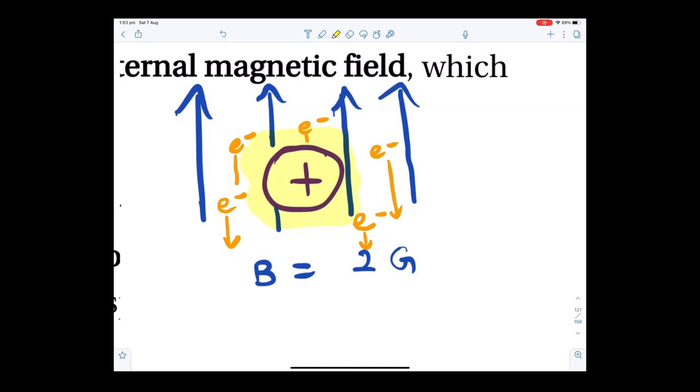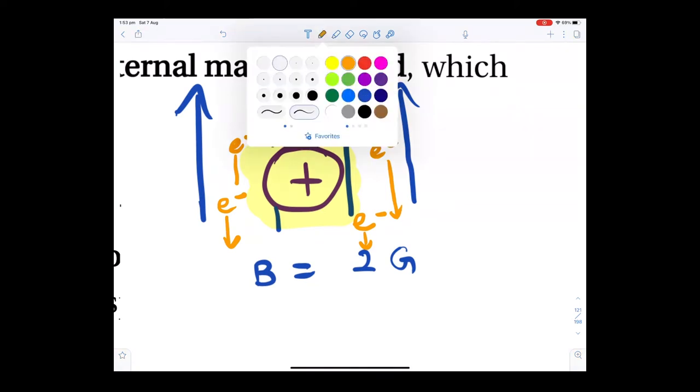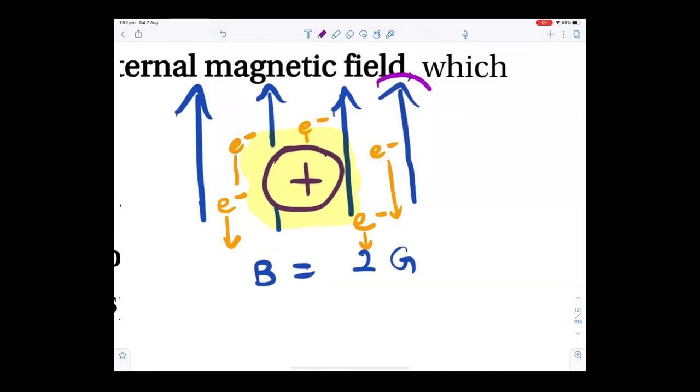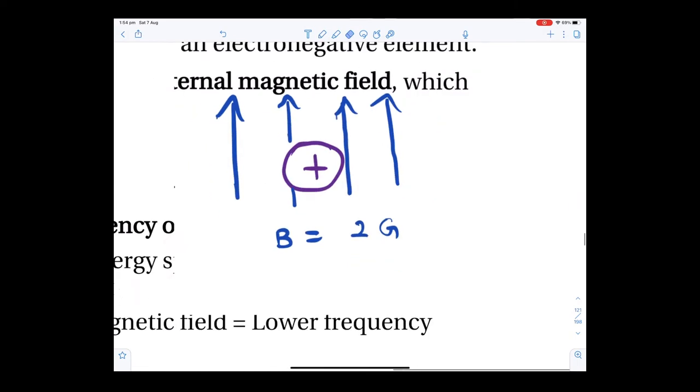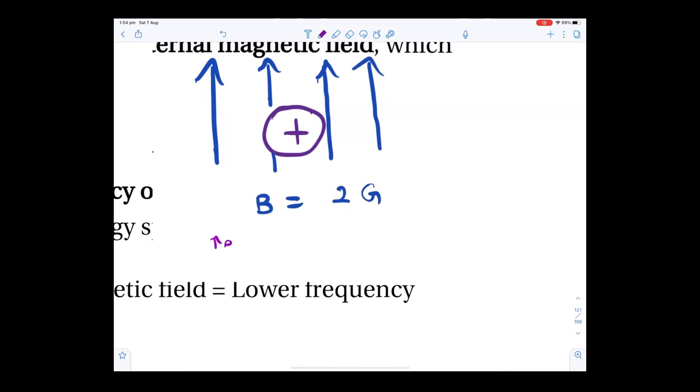Very good. So now, since these electrons are exhibiting their own magnetic field that's aligning against the external magnetic field, we need to find the net magnetic field experienced by this nucleus, which is going to be this magnetic field strength minus this magnetic field strength of the electron. So shielding weakens the magnetic field strength that the nucleus experiences, right? So you simply say increased electrons equals increased shielding. And that means the nucleus is going to experience a decreased effective magnetic field strength.